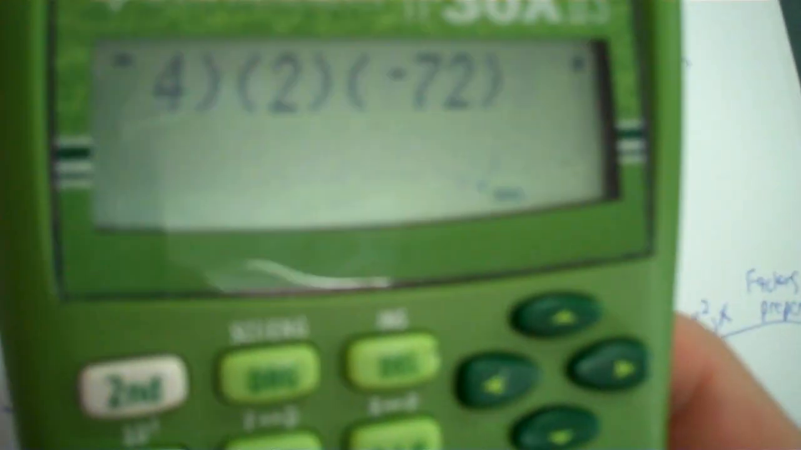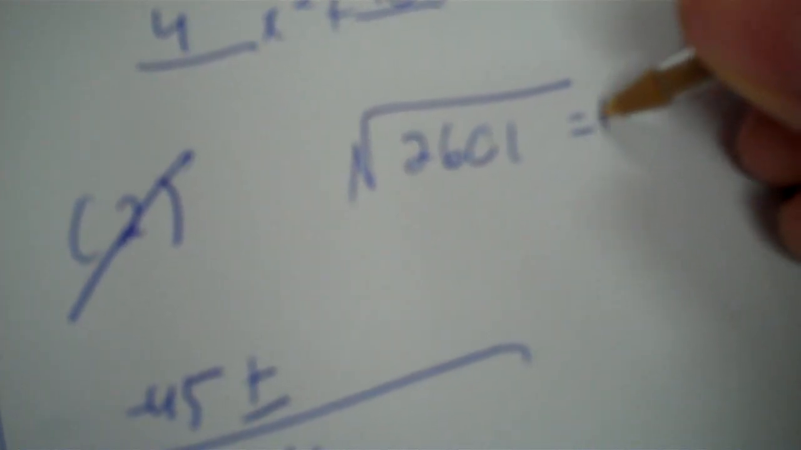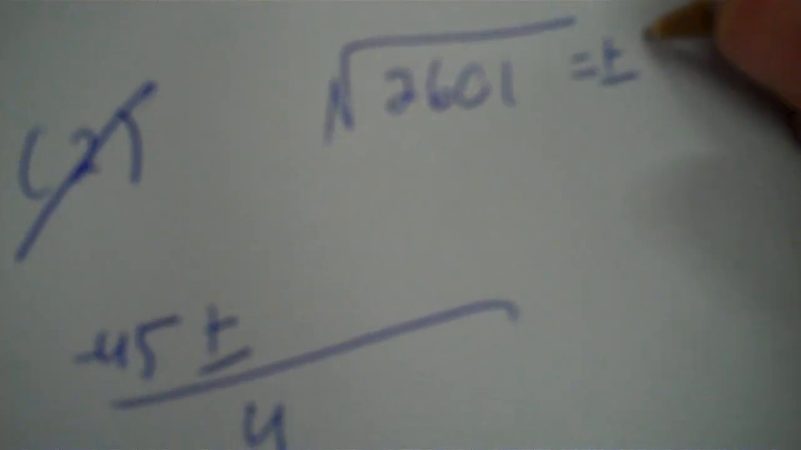Now down here we have a, so it's 2. Get rid of that, that's not needed anymore. So you have negative 45. On the bottom, 2 times 2 is 4. Then we need to find what the square root is. So I enter this in, 45 squared minus 4 times 2 times negative 72. I got 2,601. Now I find the square root of that. It could be positive or negative. So the square root is 51.